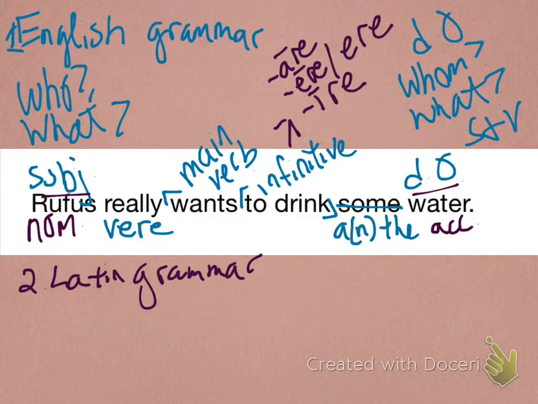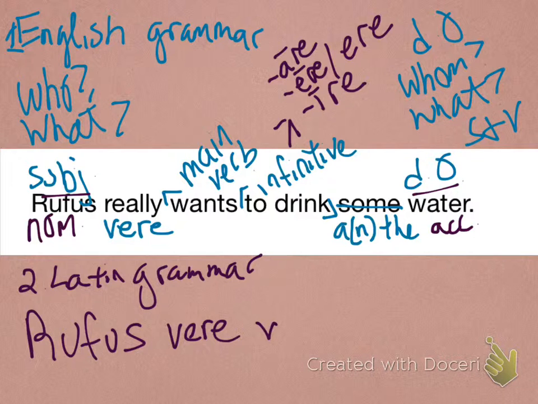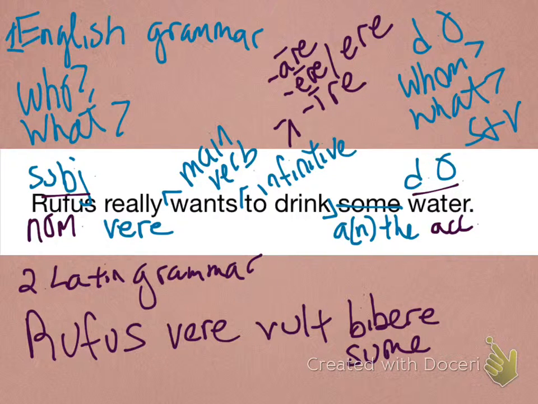So, getting this into Latin, my nominative form of the name Rufus is a second declension, masculine noun. So Rufus in English is going to translate to Rufus in Latin. I'm going to keep vere. I'm going to keep vult for he really wants. And then my verb for to drink, you might use bibere. I don't know if we've had this word yet, so you could also use sumere for to consume. And again, this is an example, so you might not have these exact words, and that's fine.